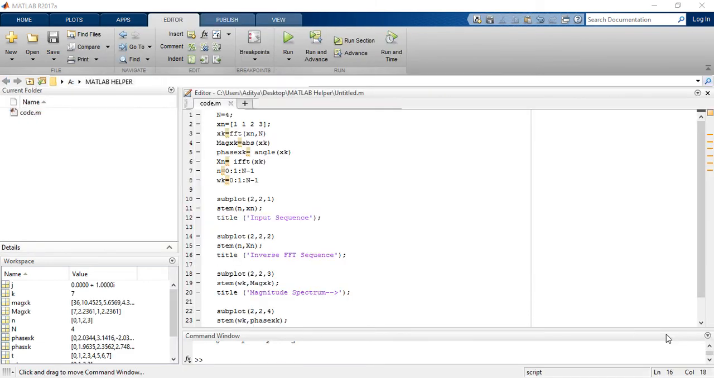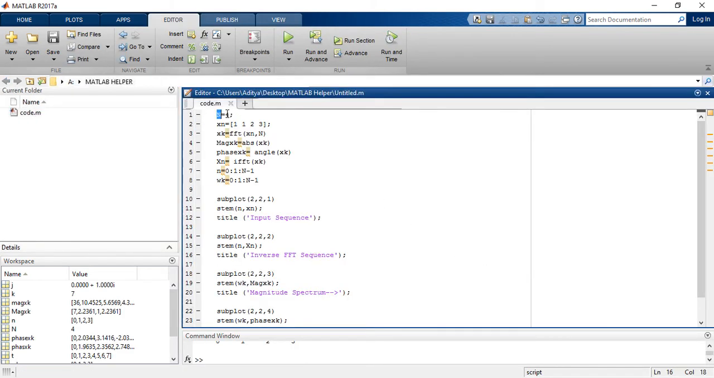This is the code for FFT. We have chosen a 4 sample sequence 1, 1, 2, 3. To find FFT, we directly input the command x of k is equal to fft(xn, N). Now as we did in DFT, we separate the magnitude and phase of the obtained FFT. We also find the inverse FFT by the command xn is equal to ifft(x of k), and then we plot them into the same figure.